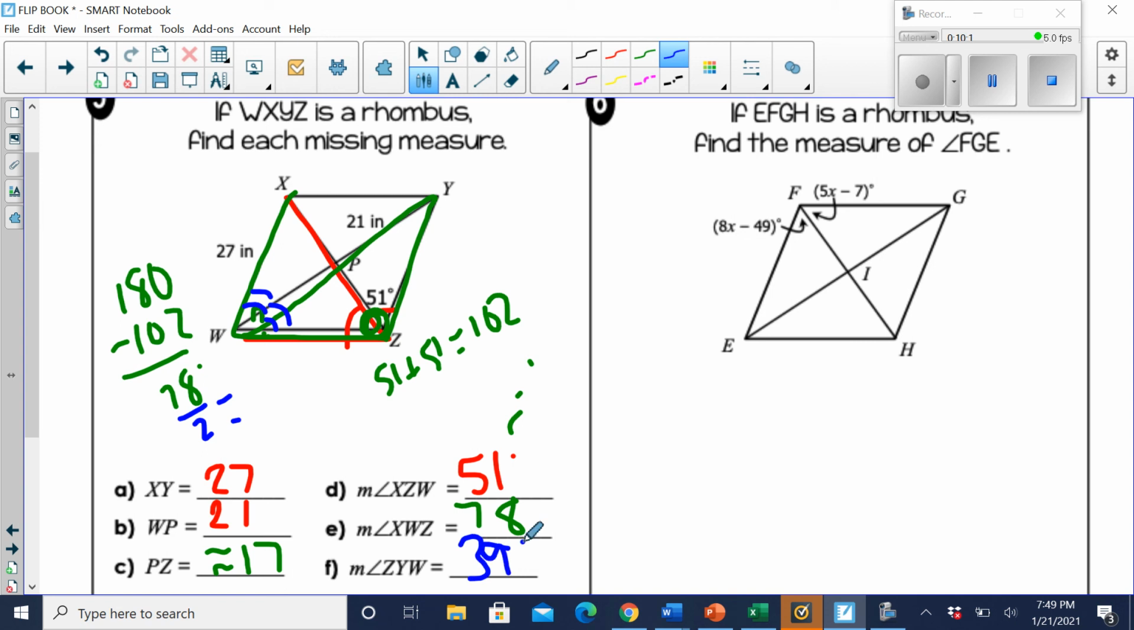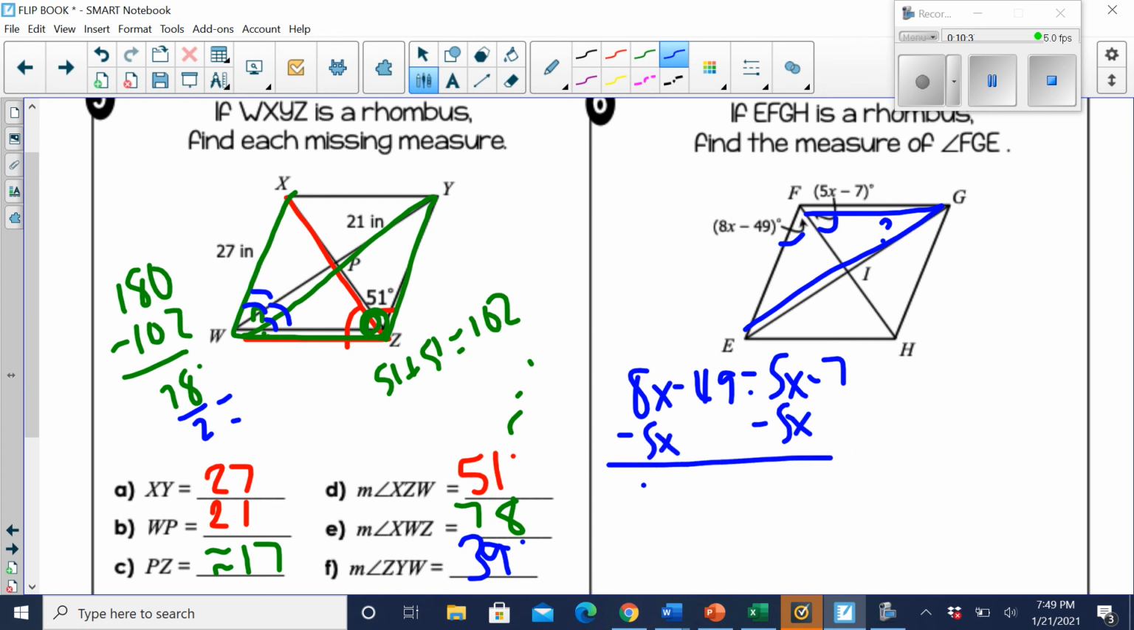On the next example, it says if EFGH is a rhombus, find the measure of angle FGE. Angle FGE is just going to be part of it. It's multi-step. We're going to say that these two angles that are provided are congruent to each other. So I'm going to say 8x minus 49 has to be equal to 5x minus 7. If I subtract the 5x from both sides, what am I left with?